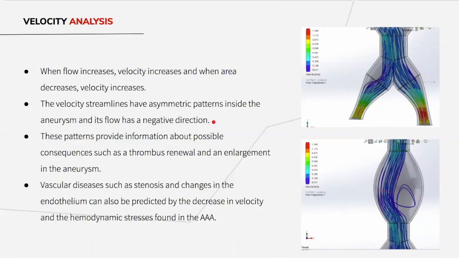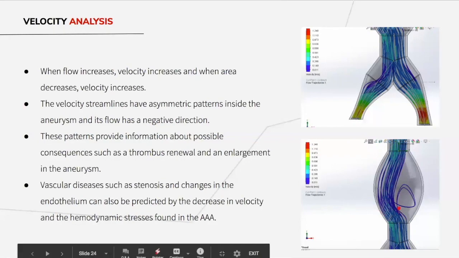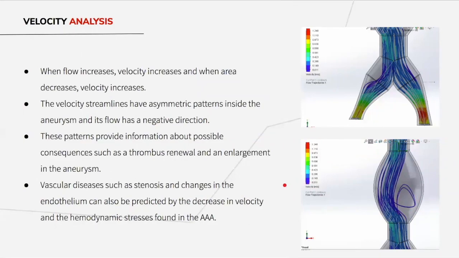The velocity streamlines have asymmetric patterns inside the aneurysm, and the flow has a negative direction. Here we can see that when the flow bounces off the wall, it bounces upwards, creating the negative pattern. And this pattern provides information about possible consequences, such as thrombus formation and enlargement of the aneurysm.